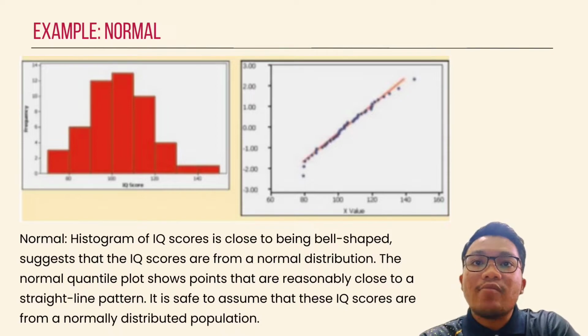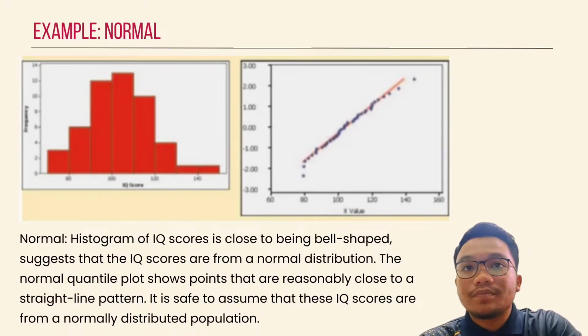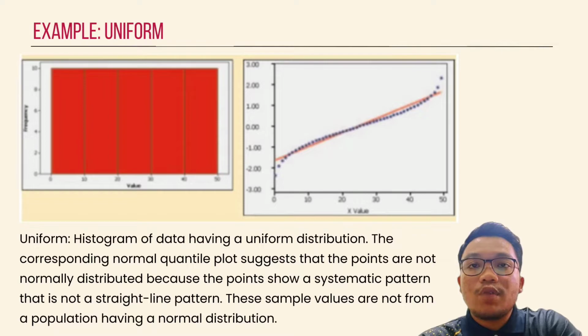The normal quantile plot shows points that are reasonably close to a straight line pattern. It is safe to assume that these IQ scores are from a normally distributed population. Next is an example of a uniform histogram of data having a uniform distribution.